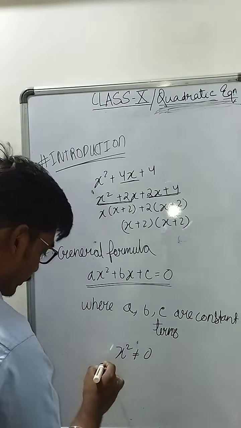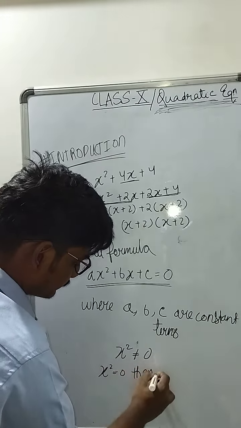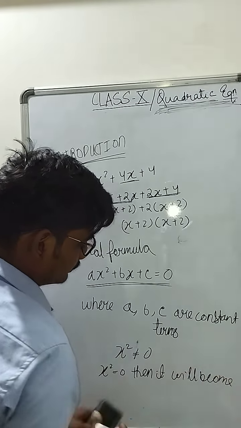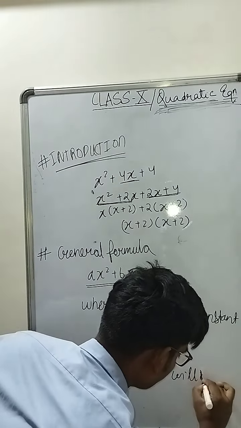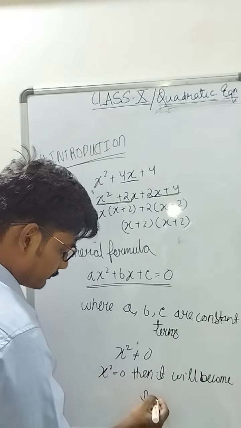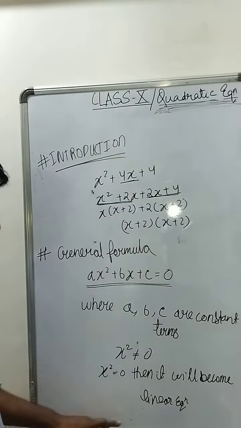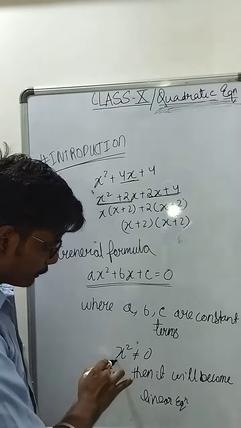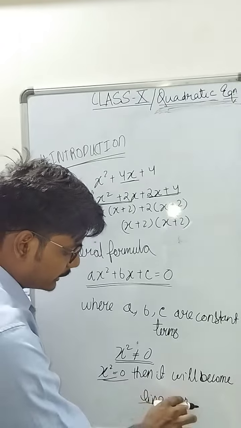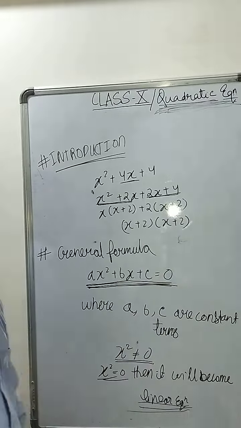Why? Because if a is equal to 0, then it will become a linear equation. So we need to remember that a should not be equal to 0. If it is equal to 0, then it will be a linear equation. Okay. So this is the basic general form of the quadratic equation.